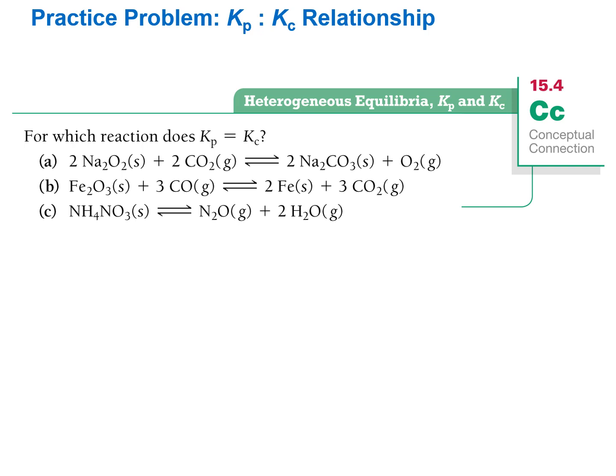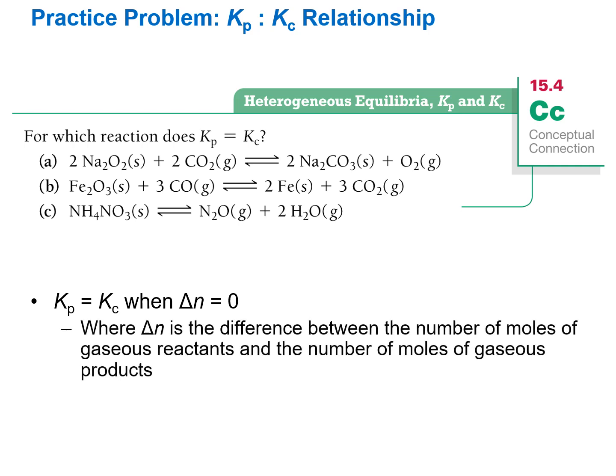Let's take a look at this problem. We're being asked which of these reactions does the equilibrium constant for the partial pressures equal the equilibrium constant for the concentrations, and we have to choose among these three possible equations. Well, let's first revisit the concepts here. We know that the equilibrium constant for the partial pressure is going to be equal to that of the concentration when the difference between the number of moles of the gaseous reactants and the number of moles of the gaseous products is 0. So that means we look only at gaseous reactants and gaseous products.